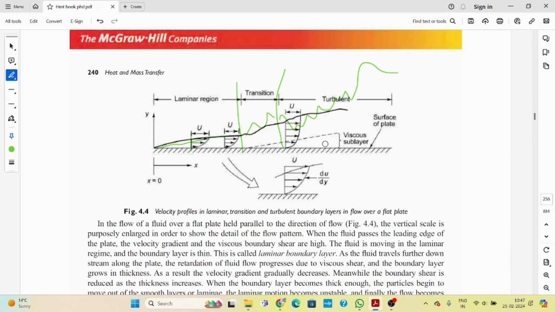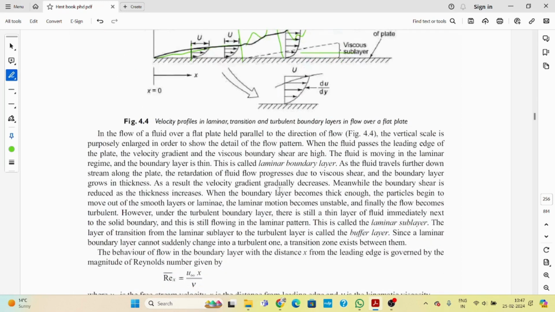One more thing you must remember: the laminar region is pure laminar, but the turbulent region is not pure turbulent. It is a mixture of laminar and turbulent, because here you can see the viscous sub layer. This is the laminar region. Here the viscosity effect is higher, and this happens because of the viscosity. You can read all the data given here.